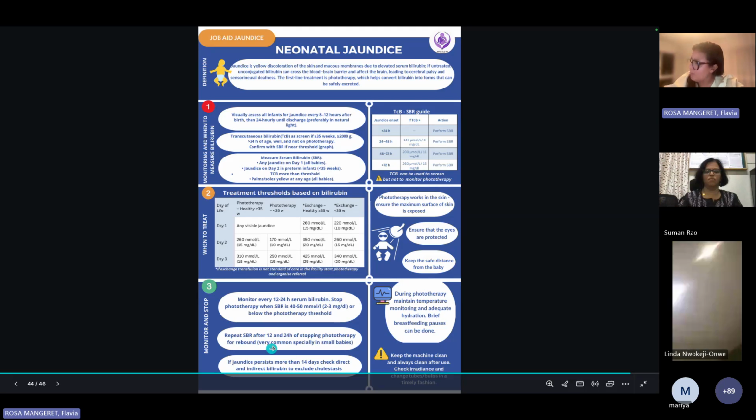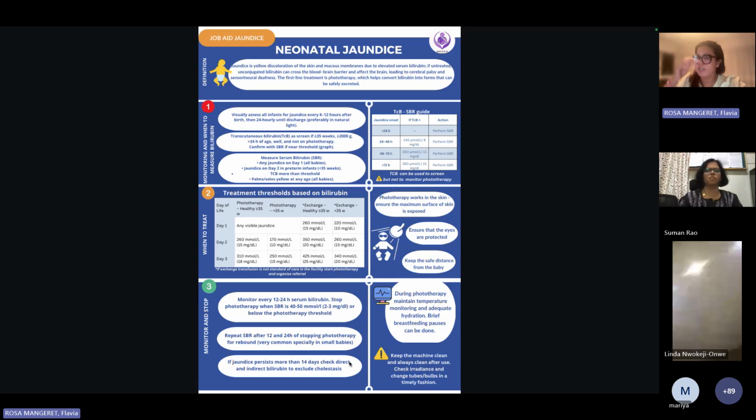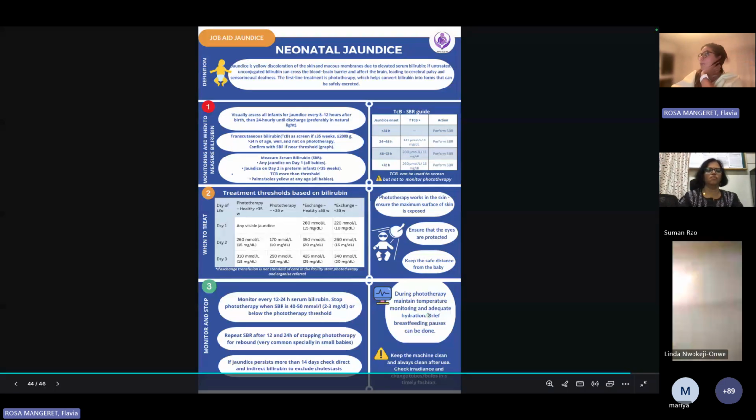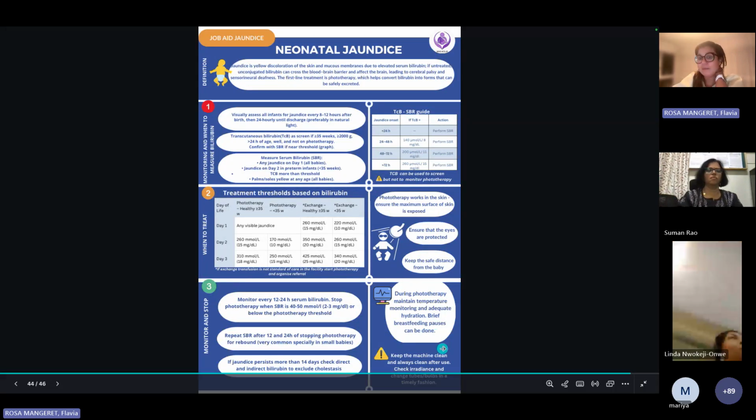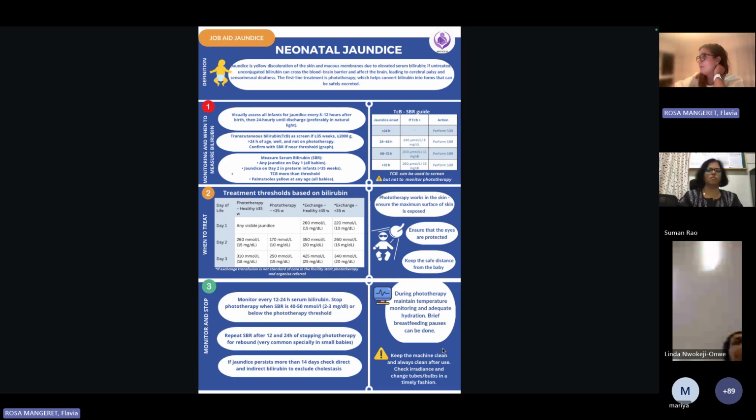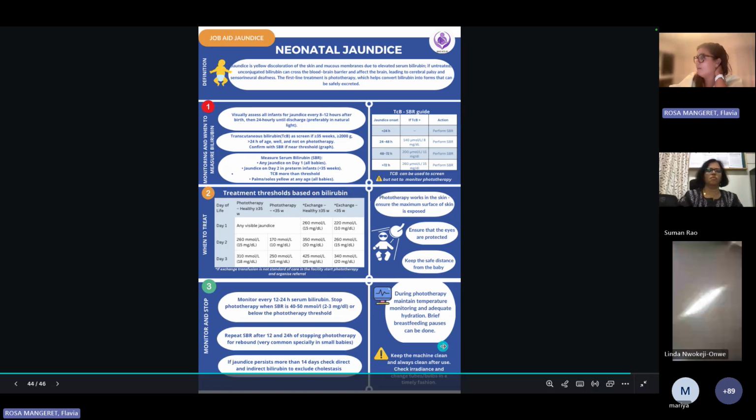And repeat the serum bilirubin after stopping phototherapy because rebound, as all of you know, is very common. And whenever jaundice persists more than 2 weeks, check both direct and indirect bilirubin to exclude cholestasis. During phototherapy, monitoring includes keeping temperature, monitoring hydration, and breastfeeding. Don't forget, breastfeeding can be done during phototherapy. So please don't stop feeding the babies, and a baby that can suck can continue sucking briefly during phototherapy. Keep the machine clean and always clean after use.